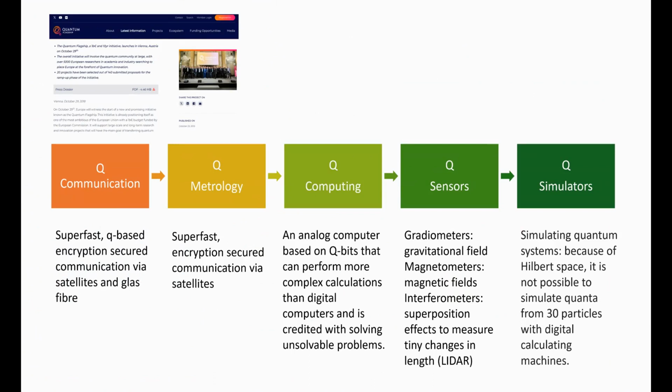So what they are trying to build is a super fast and encryption secured communication, and they develop now the satellite system, and they also try out with the glass fiber, like to what kind of distances can we have it, and what is with the repeaters, what do we do.